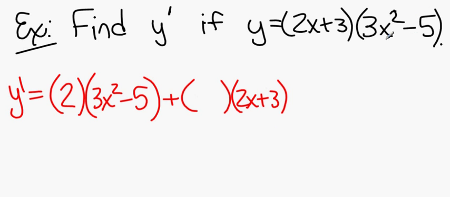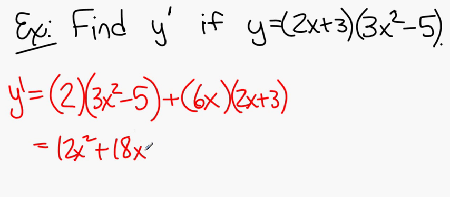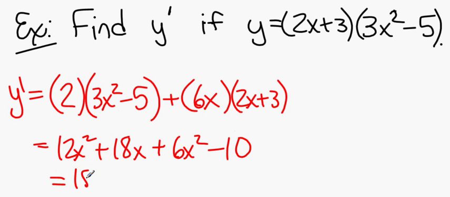Well, what's 2 prime? The derivative of x squared is 2x to the first. That gets multiplied by 3. And conveniently, the derivative of 5 is 0. And so we do a little bit of simplification here, and we get 12x squared plus 18x. That's this part, plus 6x squared minus 10. That's this part. And so that's 18x squared plus 18x minus 10.